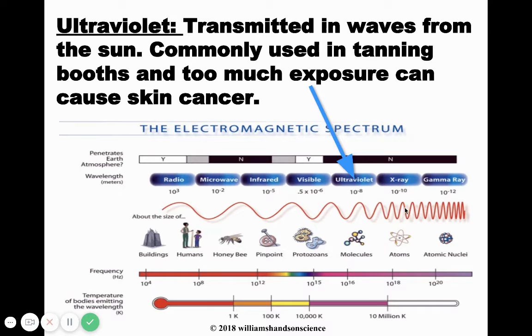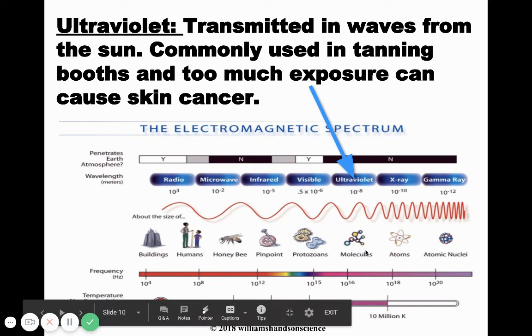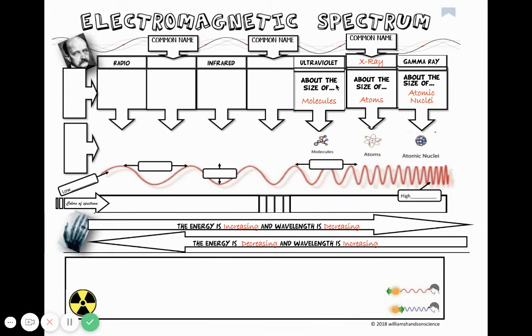Ultraviolet is next as we head to the left. They're transmitted in waves from the sun. They are commonly used in tanning booths, but too much exposure can cause skin cancer. It's why we wear sunscreen. They're about the size of molecules. All right, so we can fill in ultraviolet, size of molecules, draw a picture.